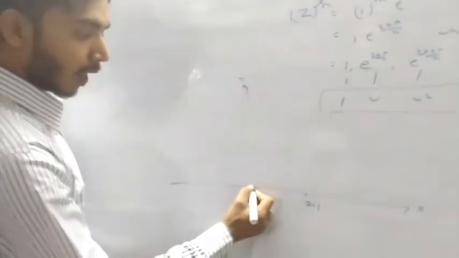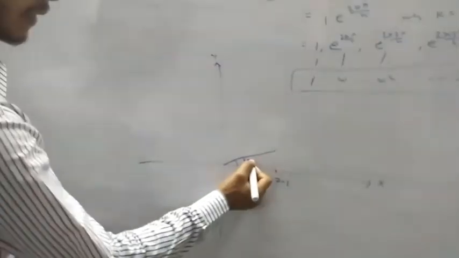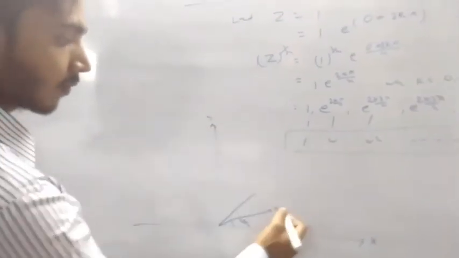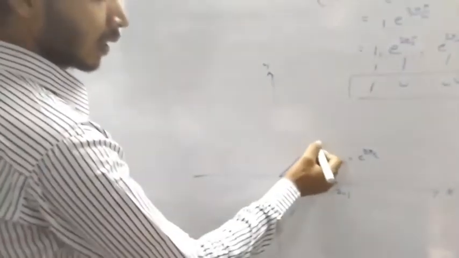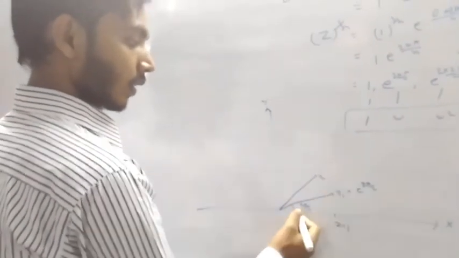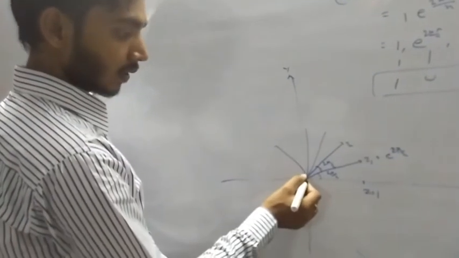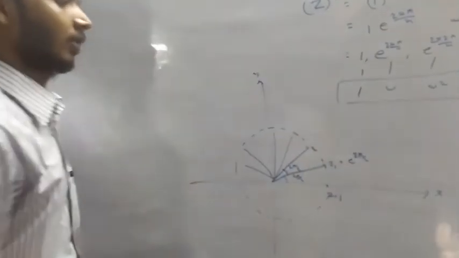We can also represent the nth roots of unity on the xy plane. If you take z equal to 1 and rotate this point by angle 2 pi by n, again rotate this point, this is z1 equal to e to the power 2 pi i by n. Again z2, rotate by 2 pi by n, and similarly you can rotate and join. This represents a circle. So the roots of unity also represent a circle.